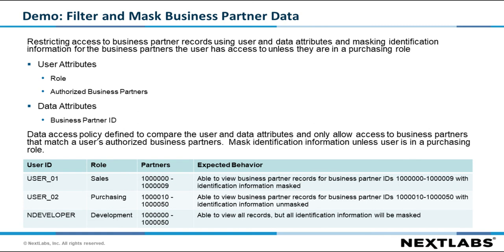The second user, user 02, is in a purchasing role for the business partners in the range 1000010 to 1000050. So we'll be able to see those business partner records, and since they're in a purchasing role, the identification information will be unmasked. Finally, we have the end developer user, who is a power user and as such has access to the records for all business partners.